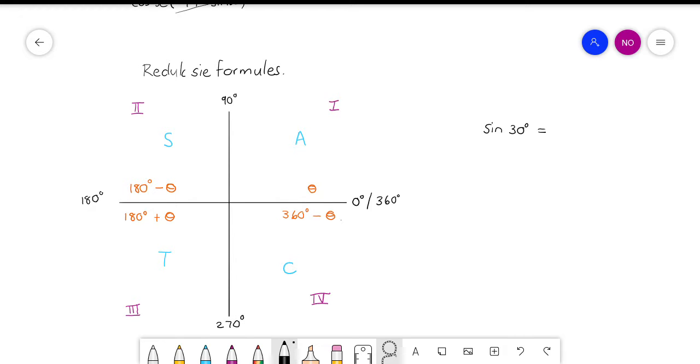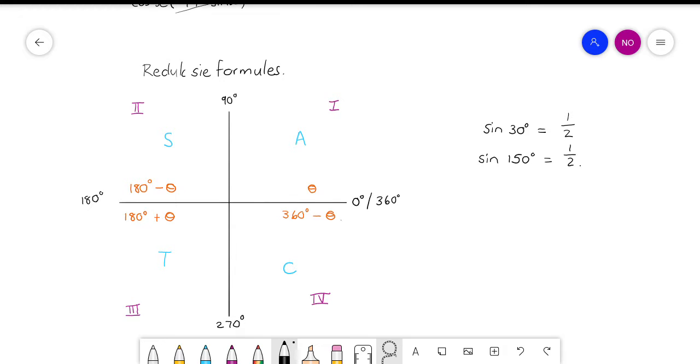Tik op my in die sin van 30 grade. What do you get? Aha. Now, let's start the magic. Tik op my in die sin van 150 grade. What? Okay, in what quadrant will you find 150? Quadrant 1, 2, 3, or 4?